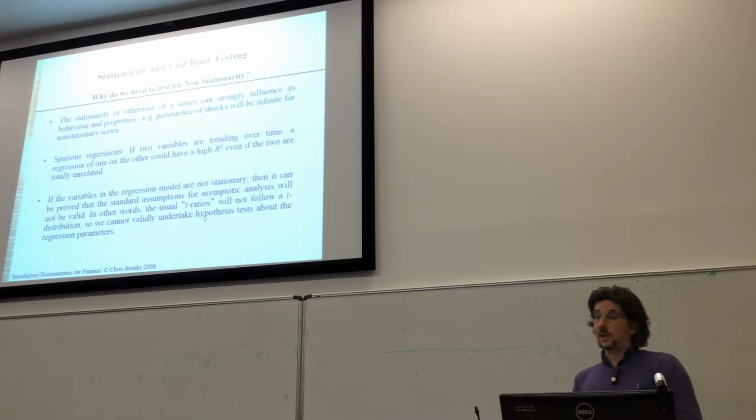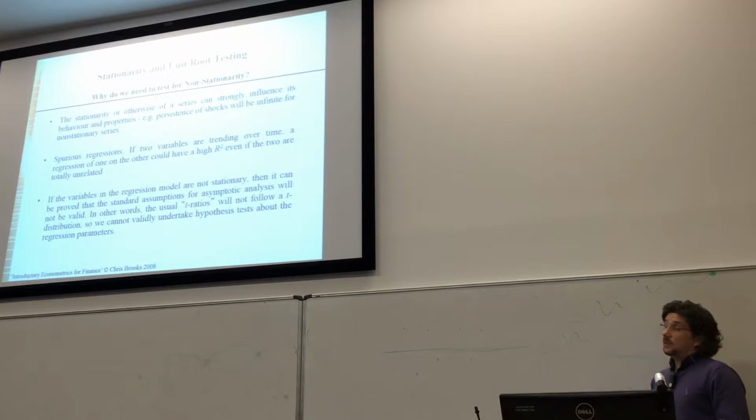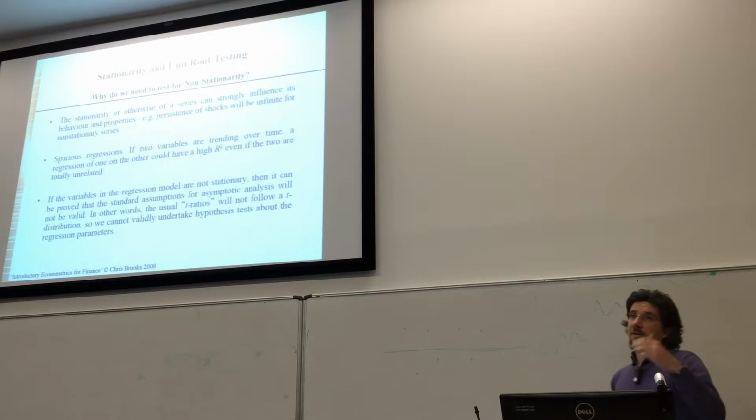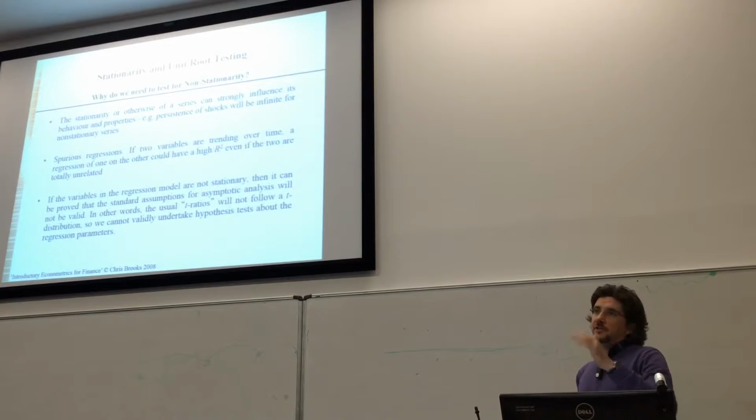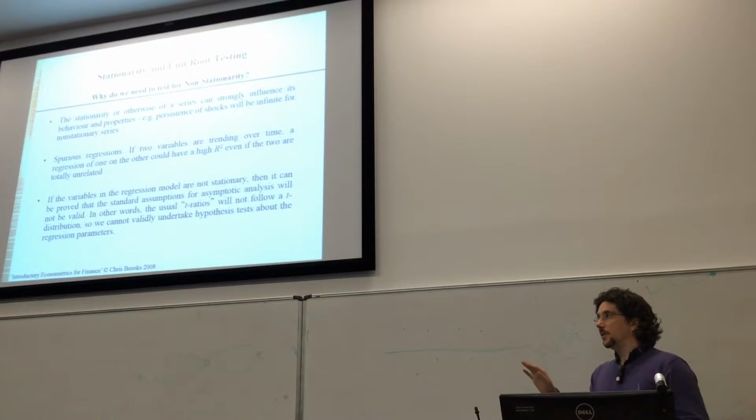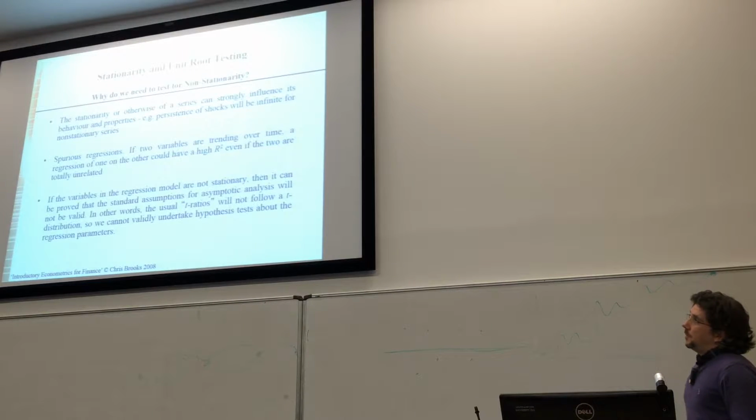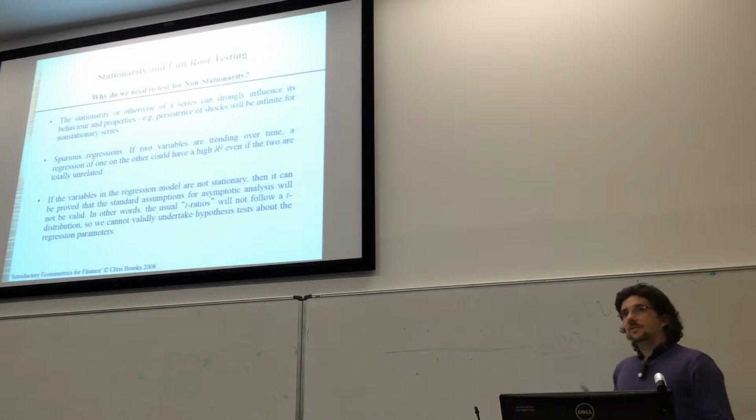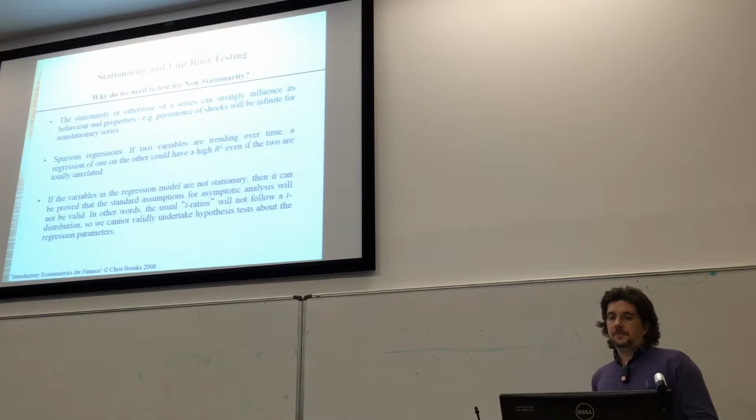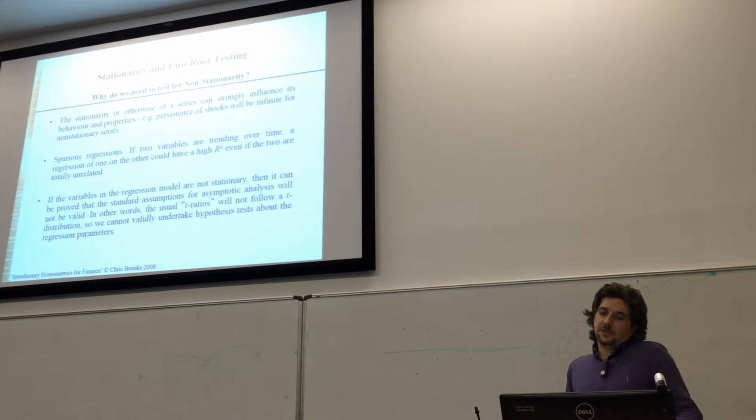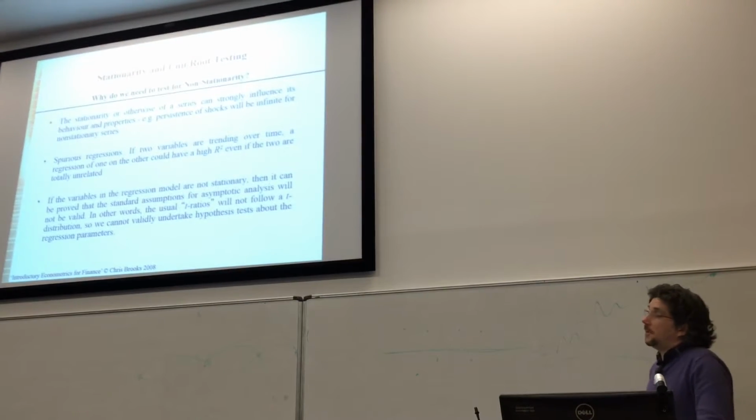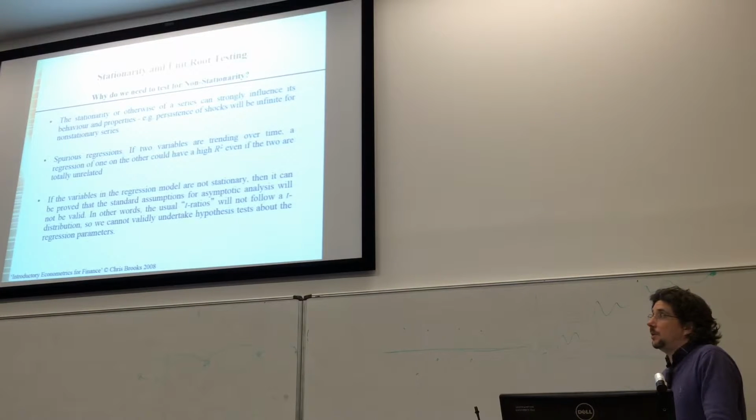So the t-ratios will not follow a t-distribution. When you divide a parameter value by its standard error, you can no longer interpret that ratio in the same way as before, where a particular level means you've got 95% confidence or whatever. You no longer look at the table based on a t-distribution to see what the critical values are. So you can't undertake hypothesis tests, and you can't say how confident you are about the parameters.